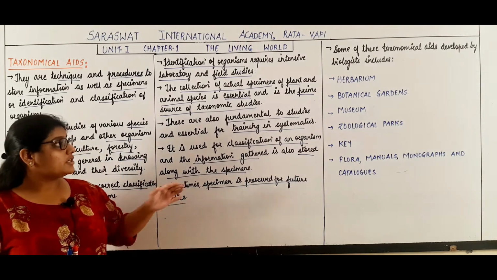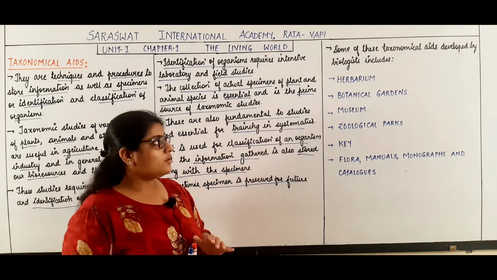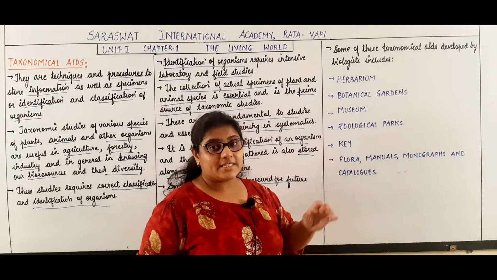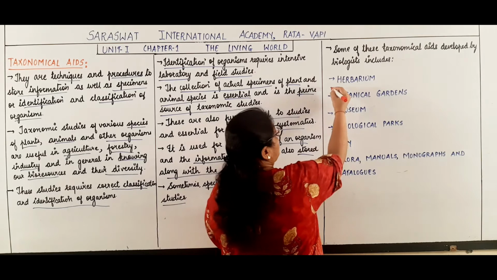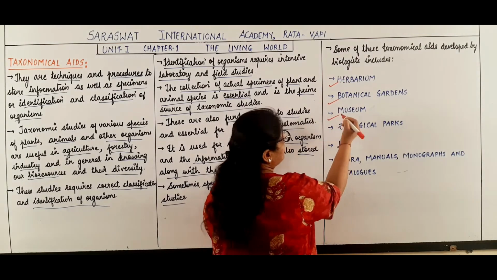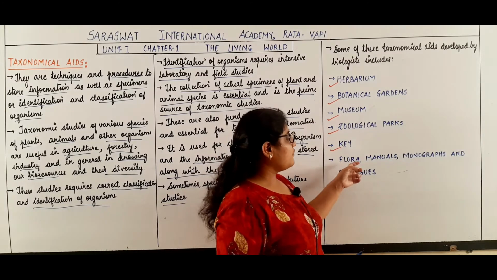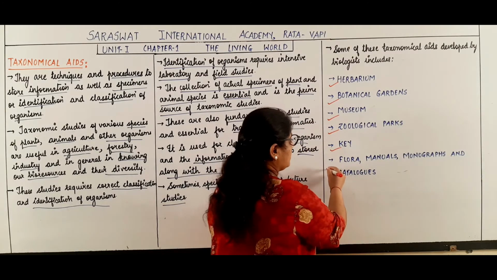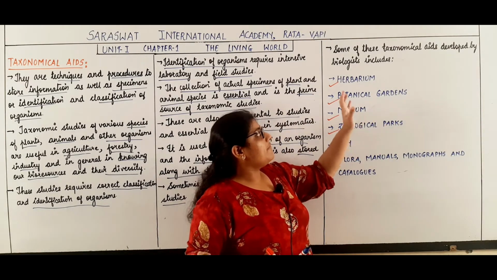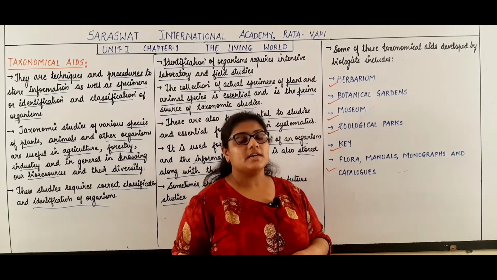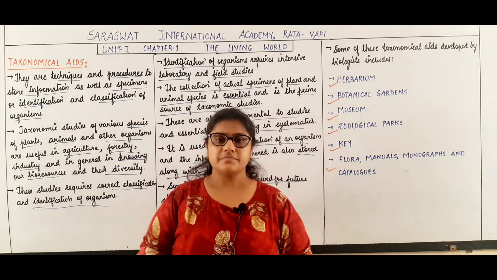So, that is the importance of taxonomic studies. Now, some of the taxonomical aids, some of the things which play an important role in taxonomy, are herbarium, botanical gardens, museum, zoological parks, key. Along with it, flora, manuals, monographs and catalogues. They are some of the important sources developed by biologists to study taxonomy. We will study each of them in brief.